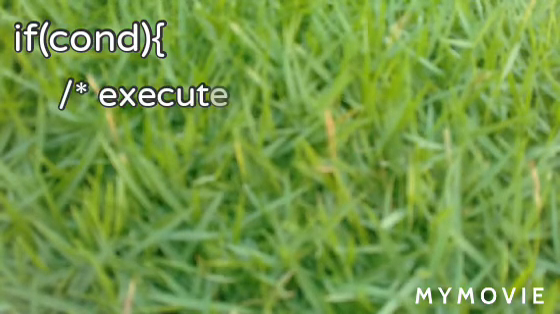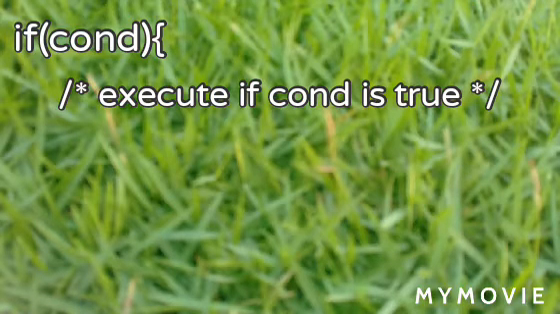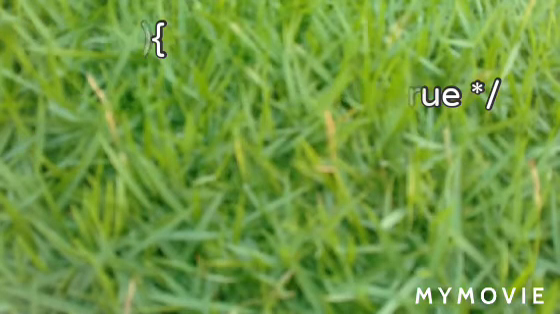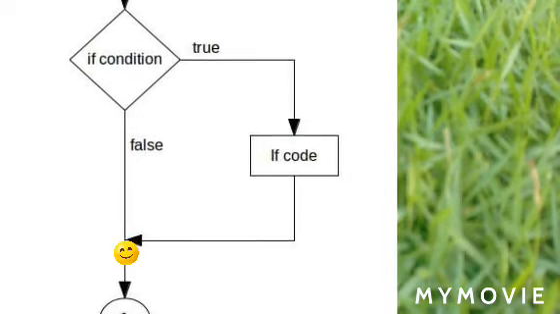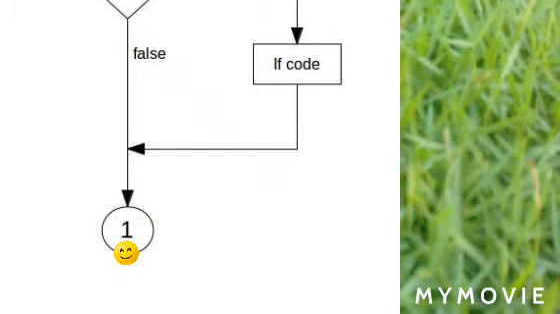The syntax of this statement is the if, then the condition inside the open and close parentheses, then the open curly brace, and the statements to execute if the condition is true, and finally the close curly brace. The flow of this statement is, if the condition is true, it will execute the if codes, or the codes inside the open and close curly braces. Otherwise, if it is false, it will execute the next code after this statement.